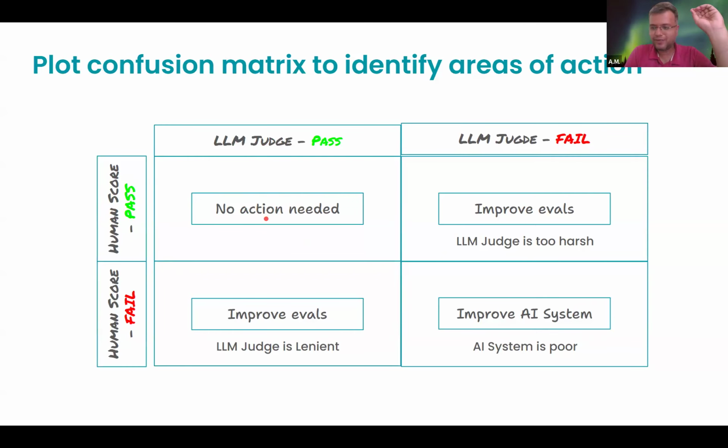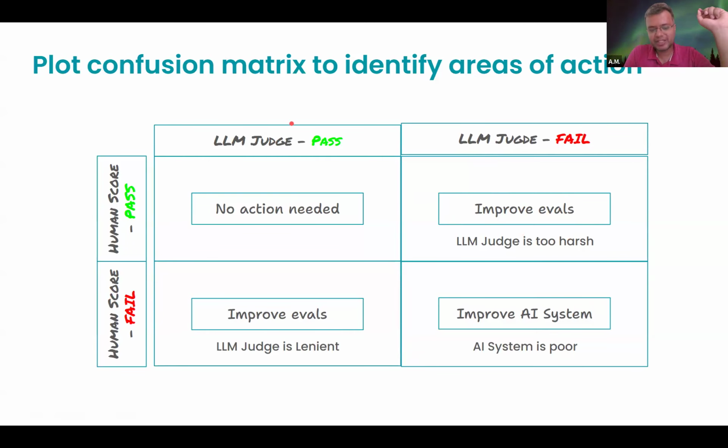If most of the things are falling in this particular criteria, no action is needed. You are doing a very, very good job as an AI builder. In the second case, a lot of the responses you are evaluating are coming and sitting here, where humans, your SMEs, are saying it's good enough to pass, but your LLM judge is saying no, it's not a good response. This is one case where you need to improve your evals, because your judge is becoming very, very harsh, right?